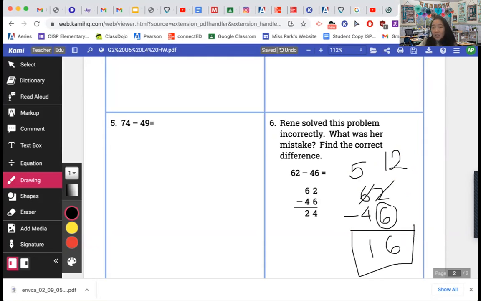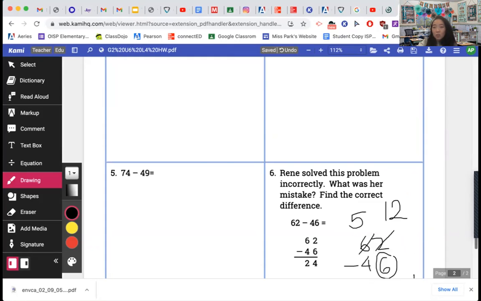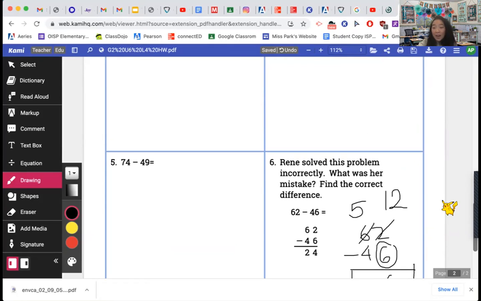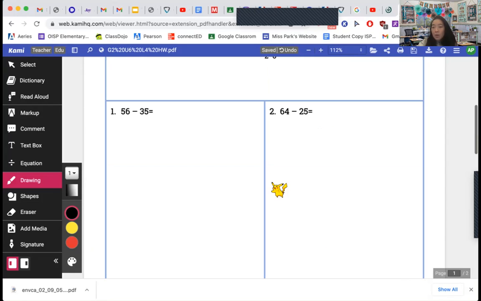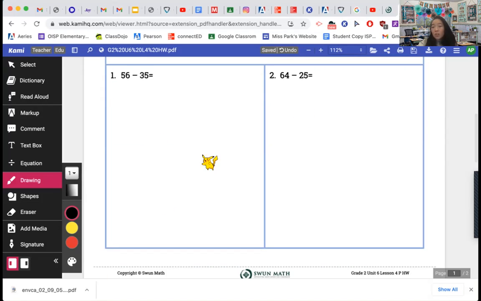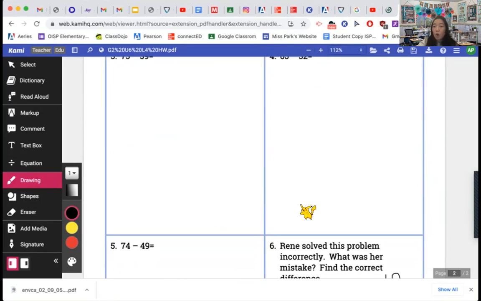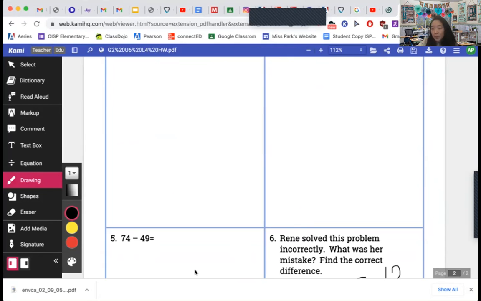Okay, so I did 6 for you guys. So you only need to answer questions 1, 2, 3, 4, and 5 in your breakout rooms. If you would like to be a breakout room leader, go ahead and raise your hand. Breakout room leaders, you need to have opened this in Kami, and you also need to be able to call on people to help you with the work.